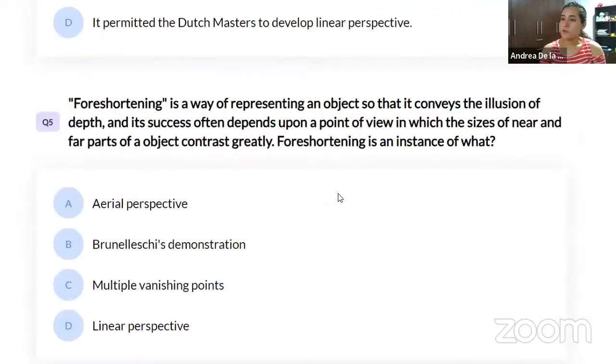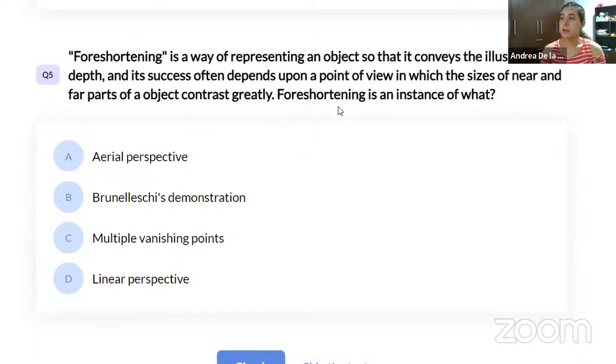Now, question 5 says, foreshortening is a way of representing an object so that it conveys the illusion of depth, and its success often depends upon a point of view in which the sizes of near and far parts of an object contrast greatly. Foreshortening is an instance of what? Is an example of what? What do you guys say?